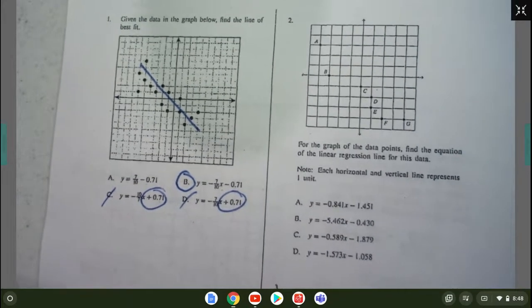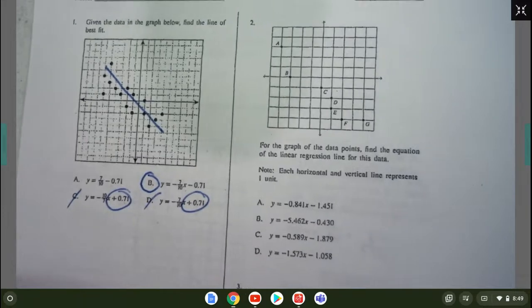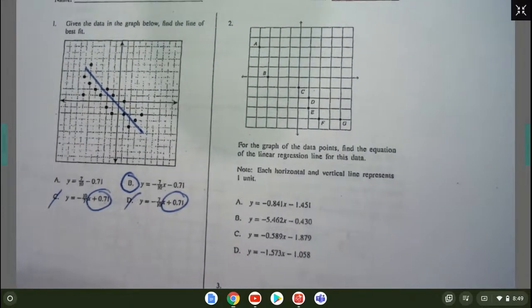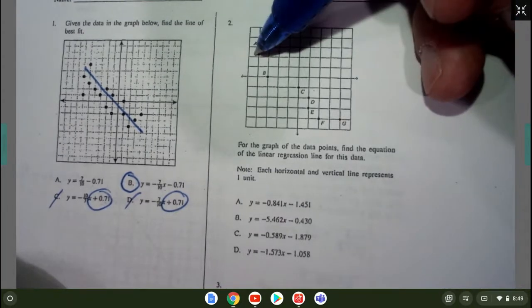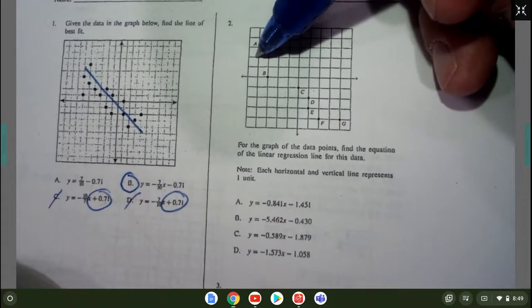here. Right. For the graph of the data points, find the equation of the linear regression line for this data. That's just talking about the line, the equation for the line of best fit. It says, note, each horizontal and vertical line represents 1 unit. All right. So that would change things if it was counting by more than 1 for our slope or y-intercept, but it says it's not.